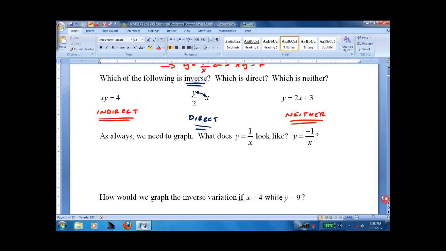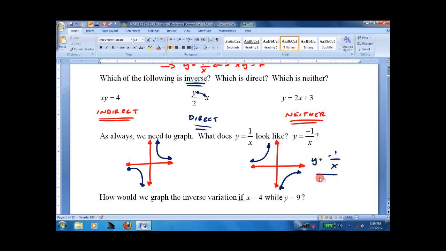So, as always, we need to graph. And we'll put 2 up there. And you can throw this in your calculator if you'd like, but I'll show you real quick and then I'll show you a way to graph it. It's almost always going to look something like this. It is always going to look either something like this or something like this. And this is y equals negative 1 over x, and this is y equals 1 over x.